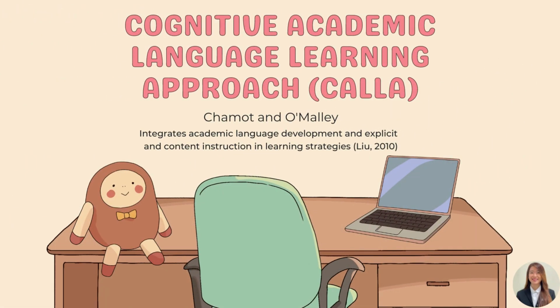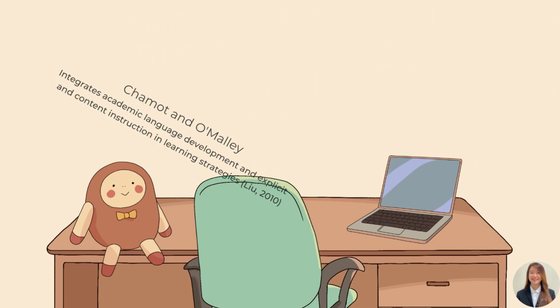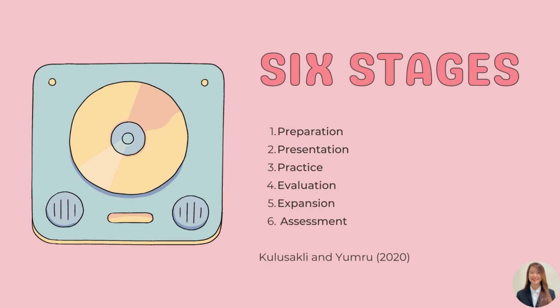For our module, we decided to use the Cognitive Academic Language Learning Approach, CALLA, which was introduced by Chamot and O'Malley. It integrates academic language development and explicit as well as content instruction in learning strategies. CALLA integrates strategy into content and academic activities, and it reflects language teaching and learning in these six stages: preparation, presentation, practice, evaluation, expansion, and assessment.